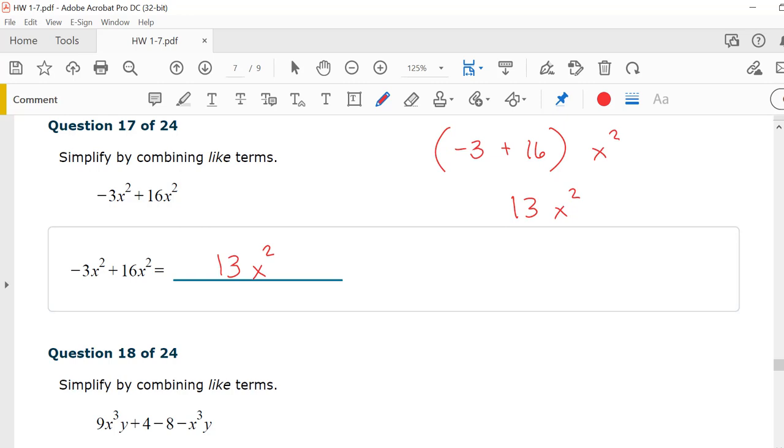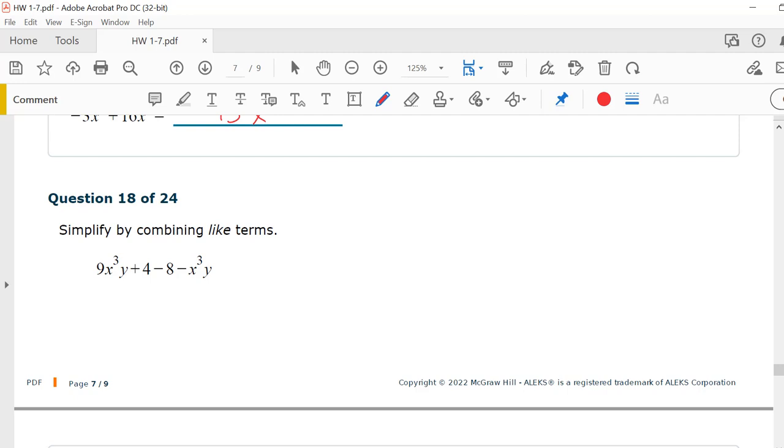Number 18. Combining like terms. Okay, this is when I'm going to encourage you to get your different colored pens out. First of all, I don't like those minus signs here. I like to add everything. So I'm going to rewrite that. 9x cubed y plus 4 plus negative 8 plus negative 1 x cubed y. This might be confusing you a little bit that I went ahead and put a 1 there because it's minus x cubed y. So that's the same thing as saying plus a negative 1 x cubed y.